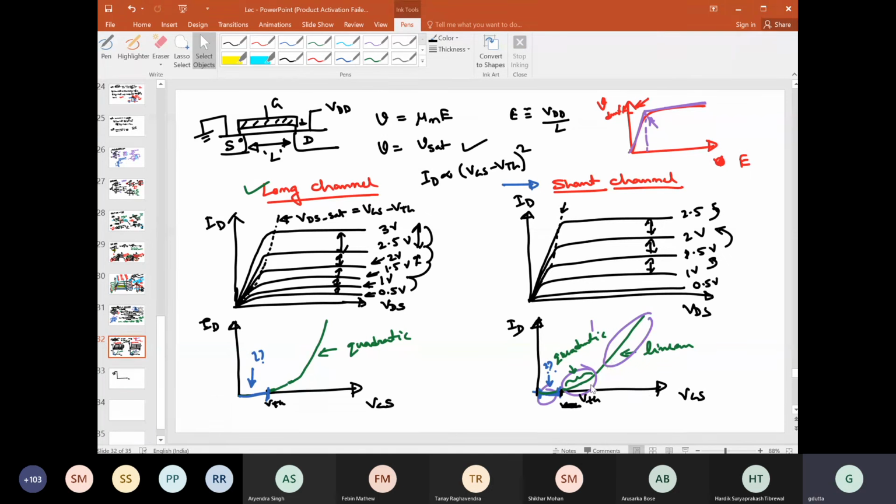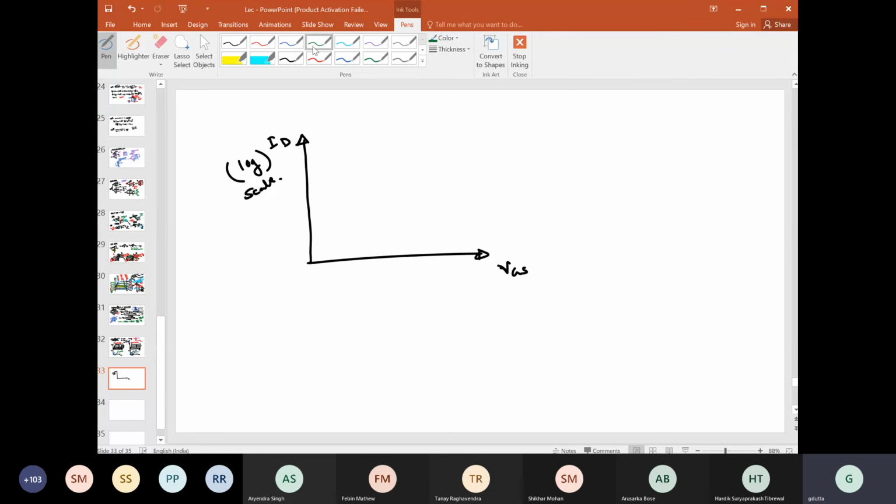This is linear. If you plot it in a log scale, the same curve will appear like this, right? So this is that linear part. Then you have some quadratic part. So you understand that somewhere the threshold voltage is here, the threshold voltage of this NMOS.